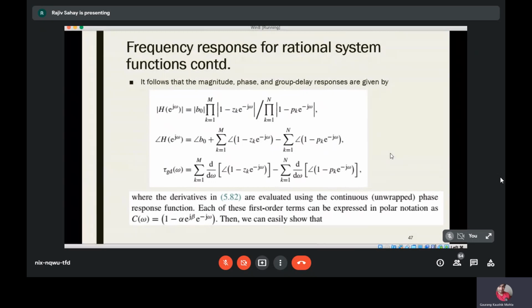If the H of z is a rational function and the ROC includes the unit circle, and then you have factorized the polynomials into the zeros and poles, you are now looking at the contribution of each zero and pole to the magnitude response, phase response, and group delay. So slowly we are moving towards that expression.